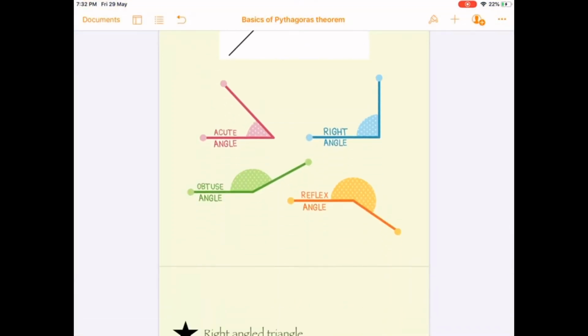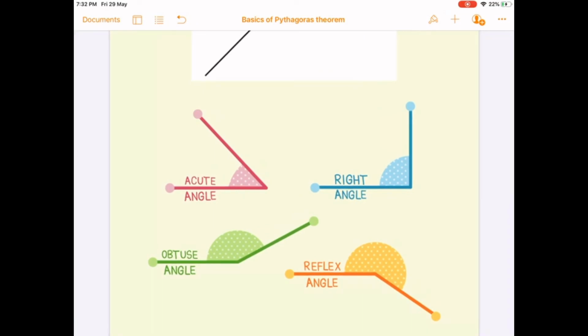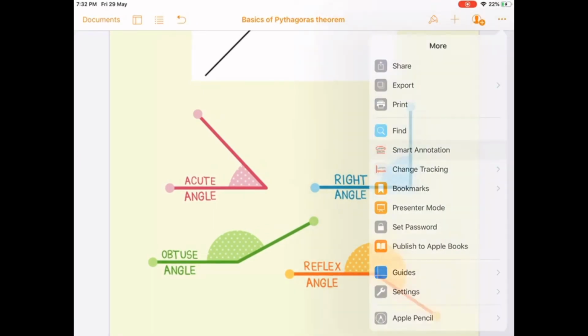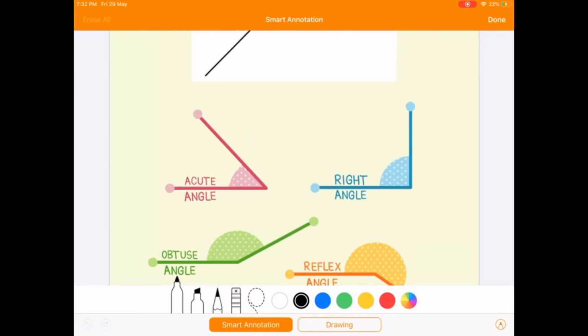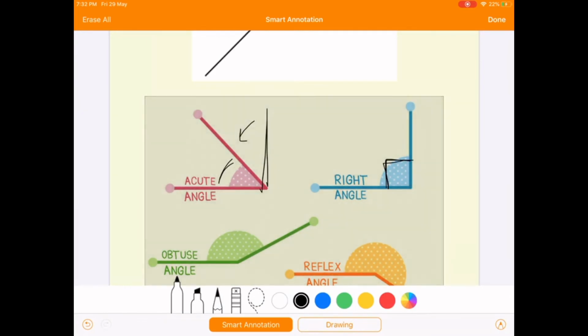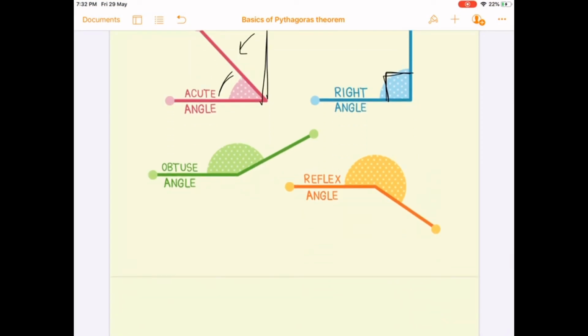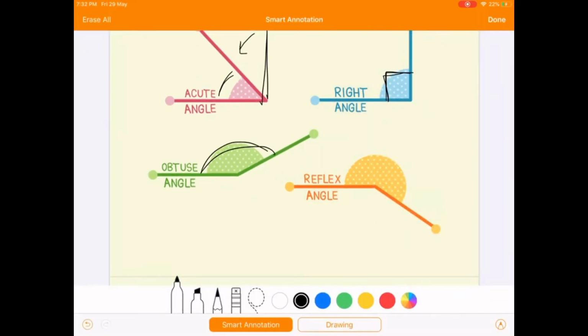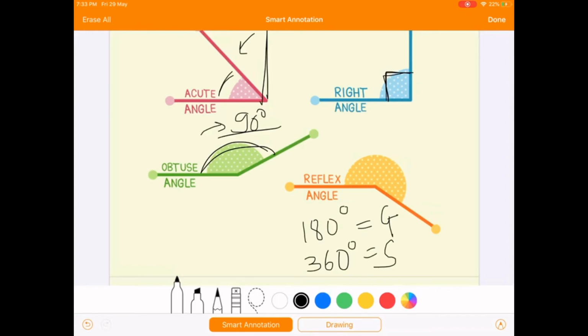Now let us have a quick revision. Over here, this is an acute angle, right? This one, and it is less than 90 degrees. A right angle is a 90 degree angle, an obtuse angle is greater than 90 degrees, and a reflex angle is greater than 180 degrees and smaller than 360 degrees.